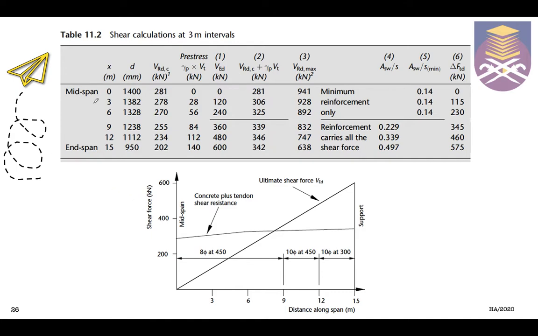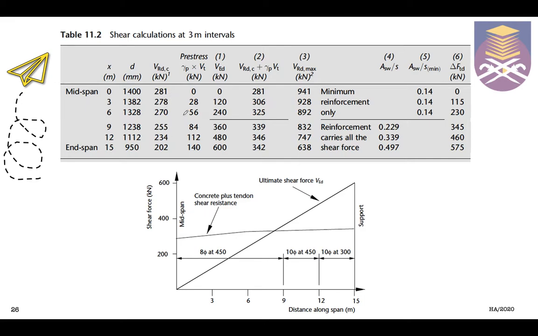So you can see here, in this calculation, we have the location at midspan, then 3 meters from midspan, 6, 9, 12 and also 15. We are going to calculate the values depending on this D value. This D value will depend on the location of our tendon. Since it is an inclined tendon with a parabolic profile, the location of the tendons will also differ. Then we can calculate the VRDC value from there.